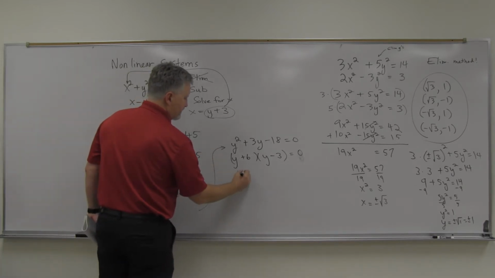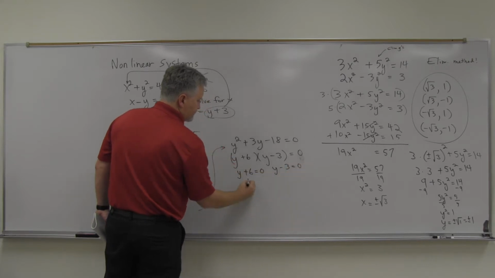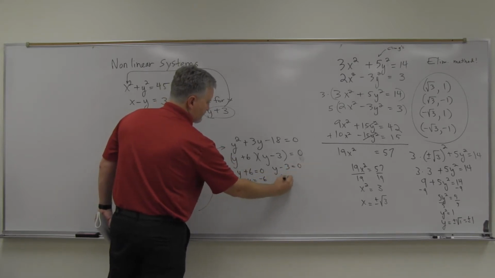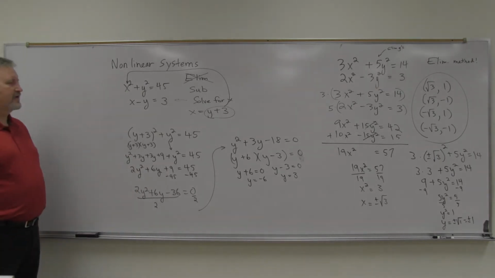And so that's y plus 6 equals 0, y minus 3 equals 0. So that's y equals negative 6 and y equals 3. But again, that's only half of the answers.